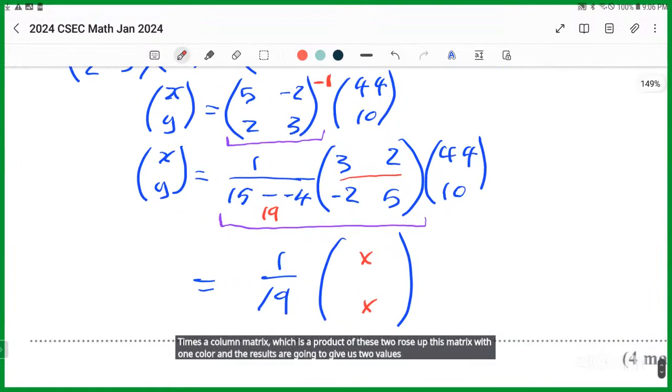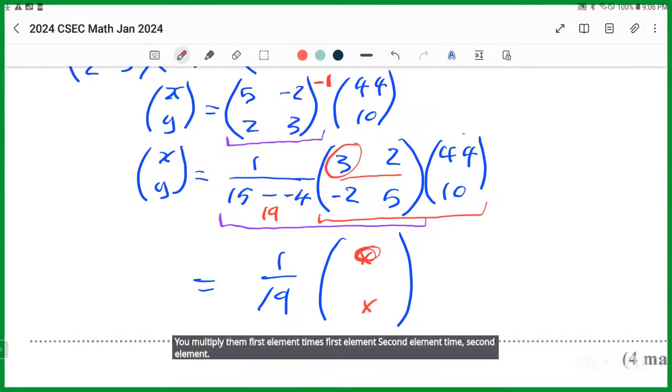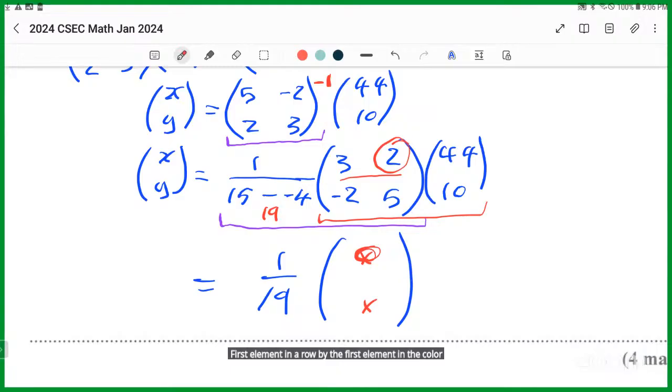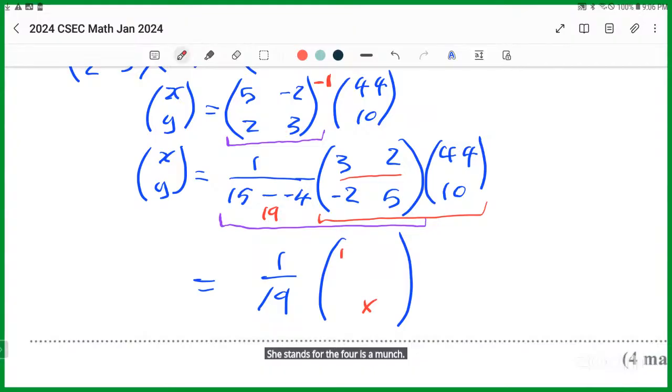So how do we multiply these two matrices now? This first value is in the first row and the one column. So to get it, we multiply this first row by this first column. First element times first element, second element times second element. So it's 3 times 44 and 2 times 10. 3 times 44 is how much? 132. And 2 times 10 is 20. So you're adding 20 to that.